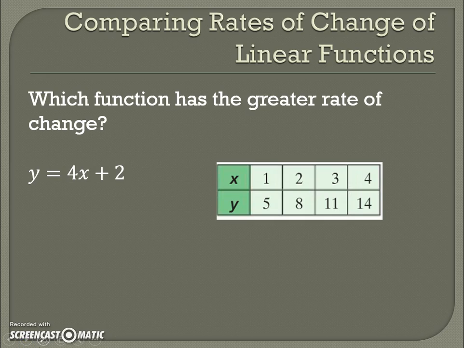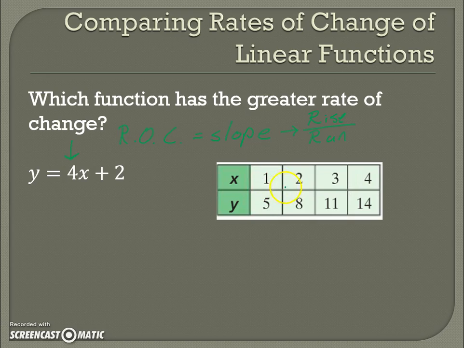Okay, comparing rates of change of linear functions says which function has the greater rate of change. Remember, rate of change is slope. And if you remember, slope is the change in y over the change in x, or the whole idea of rise over run, vertical change over horizontal change. So if I'm looking at this one right here, the slope is my rate of change. So this is the rate of change of the first one.